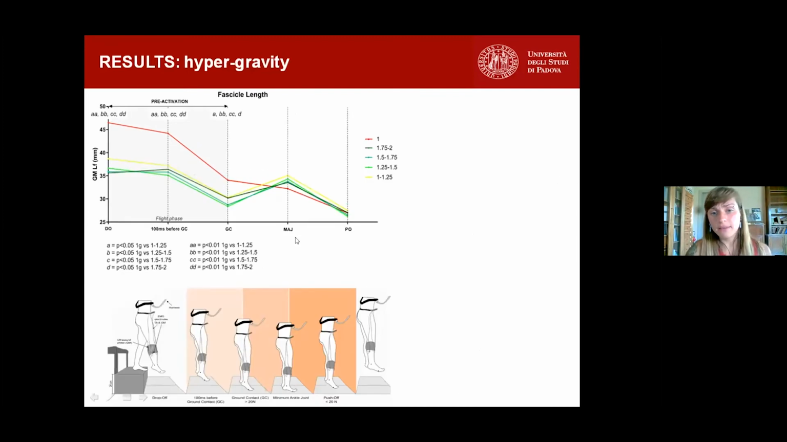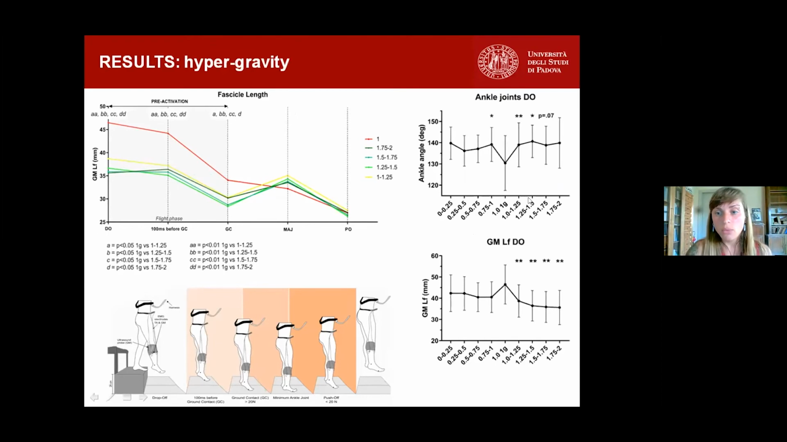A similar pattern, although more marked, was observable in hypergravity, where fascicle length was significantly shorter at drop-off compared to 1G, with a significantly more plantar flexed ankle angle. Again, a lower muscle activity led to less muscle fascicle shortening. However, since the fascicles started by being much more shortened, they were significantly shorter at ground contact compared to 1G.